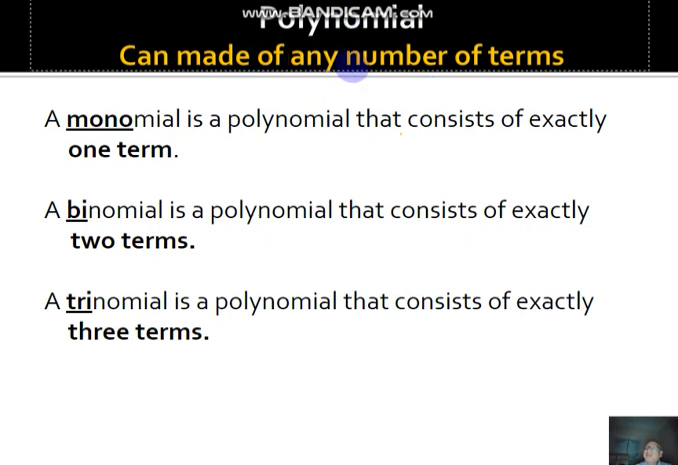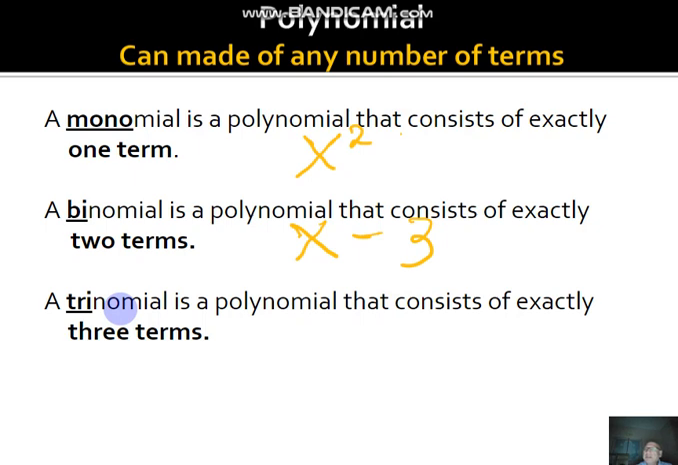A polynomial can be made of any number of terms. If the polynomial consists of one term, we call this a monomial. Monomial, like for example, x squared. This is one term. A binomial consists of two terms, like for example here, x plus or minus 3. This is two terms.